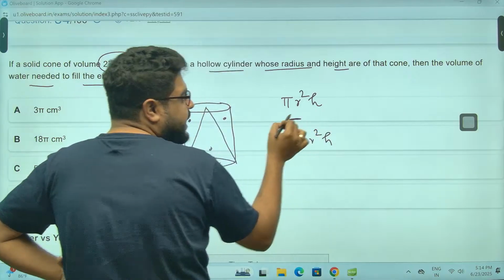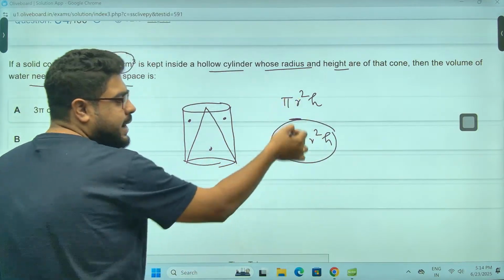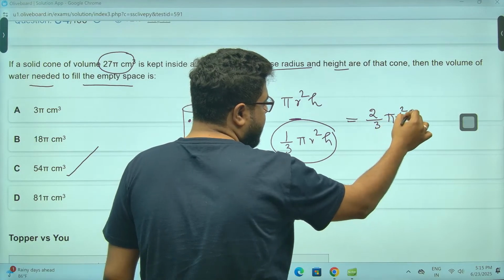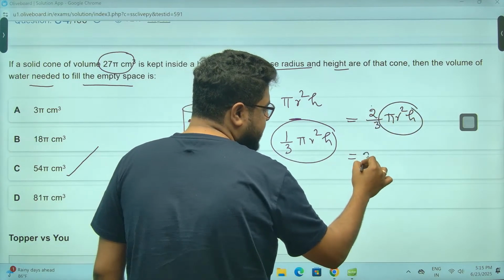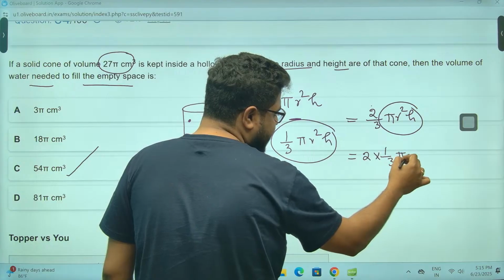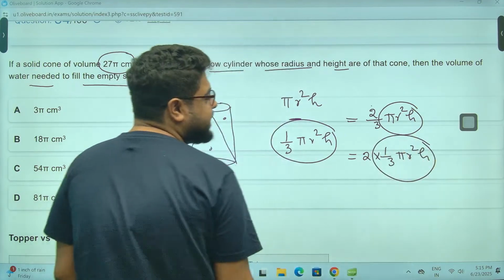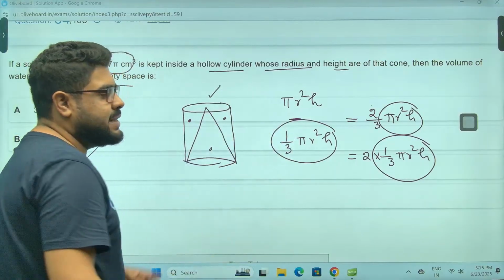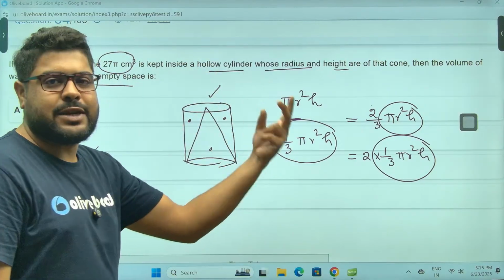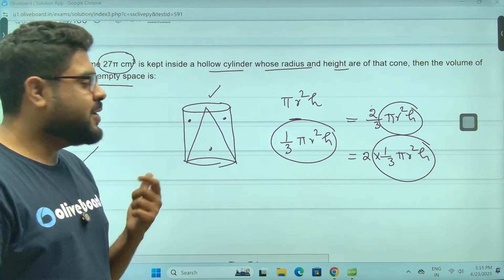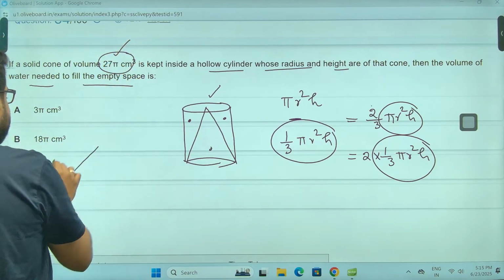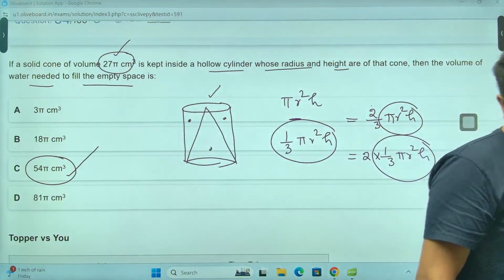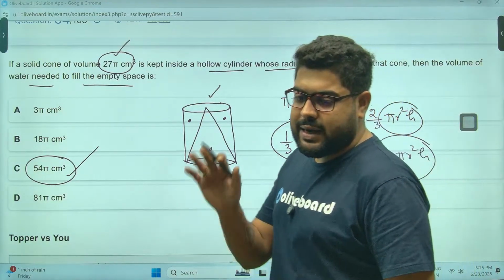So if you do the subtraction, because one cone is already kept, the remaining will be 2/3. So it means 2 times 1/3 pi r square h. You don't need to calculate anything, I'm just showing you. So just understand that a cylinder means 3 cones. So one cone is there, so the volume of the remaining 2 cones will remain. So if one volume is 127, it will be twice of that. Done.